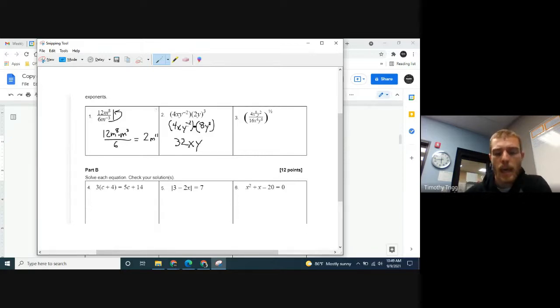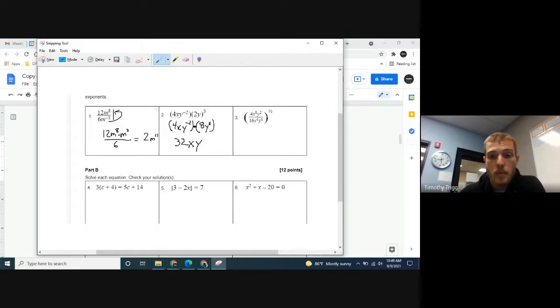Okay? And throughout this, I would suggest writing down these steps as you go. If you want, you could do it on a separate piece of paper and then transfer that over as well.